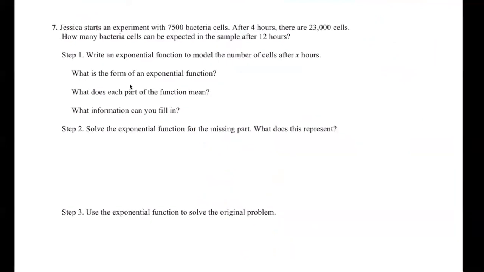Number 7, read this out for me, please. Brendan, please read this out for us. Number 7, Jessica starts an experiment with 7,500 bacteria cells. After 4 hours, there are 23,000 cells. How many bacteria cells can be expected in the sample after 12 hours?